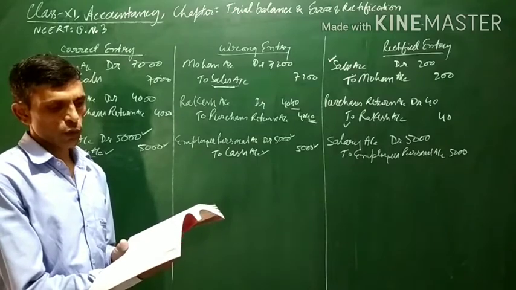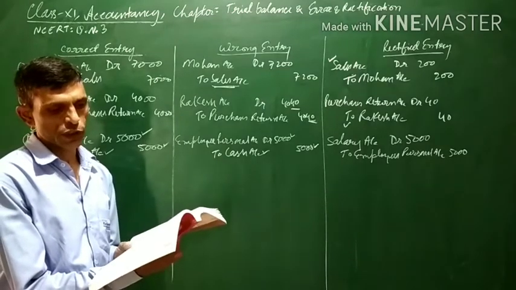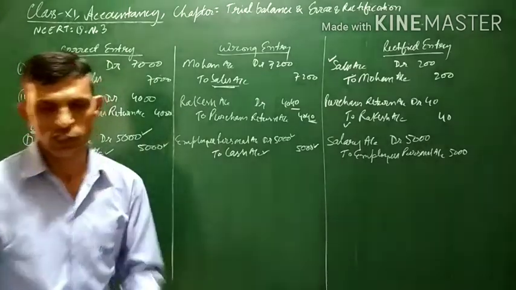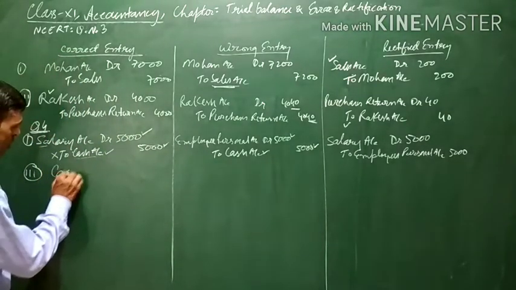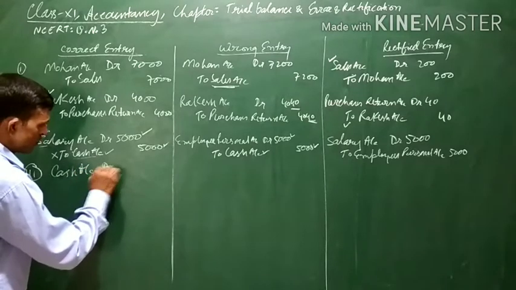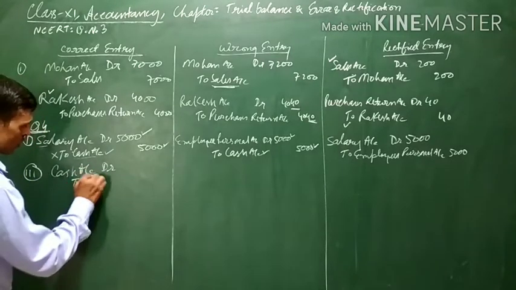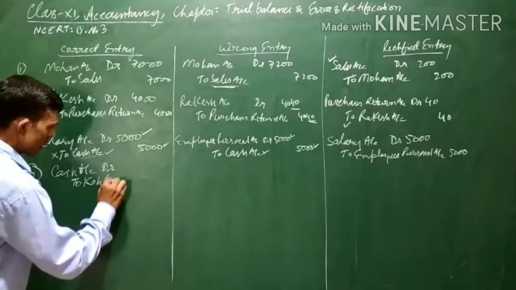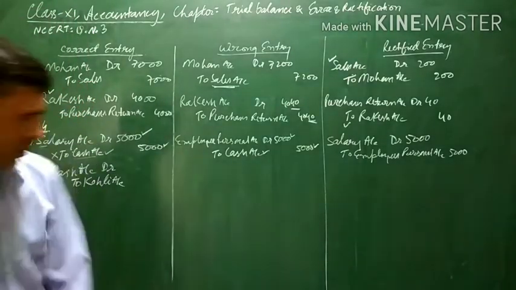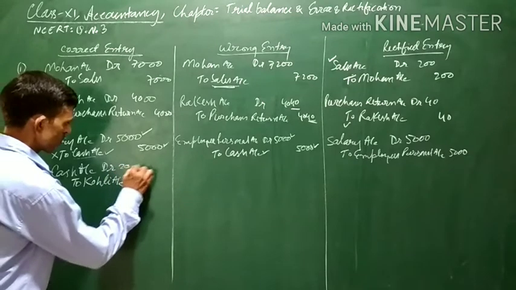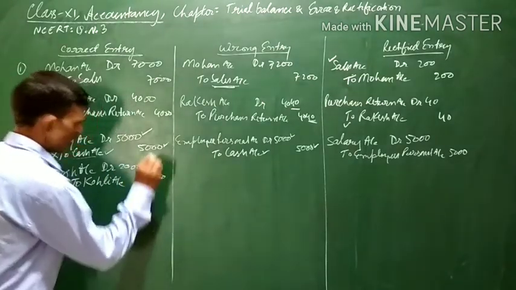Cash received from Kohli 2000 was posted to Kapoor's account. Cash has been received from Kohli. When you receive cash, what is the general entry? Cash will be debited. Cash account debit to Kohli account. Amount is 2,000. This is the correct entry.